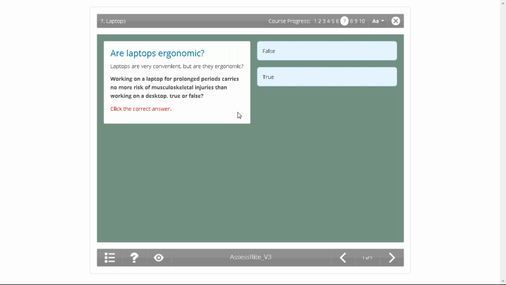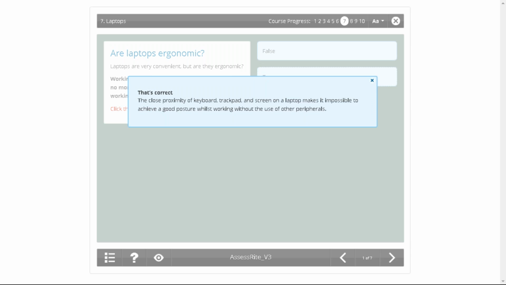Well, it depends if you have an appropriate lap pack, keyboard, laptop, and mouse with you. I'm guessing that given the way this question is worded, a laptop is definitely worse for you from a musculoskeletal point of view than using a desktop. So you reckon it's true? You reckon it's false? No more risk. No, I think that there is more risk.